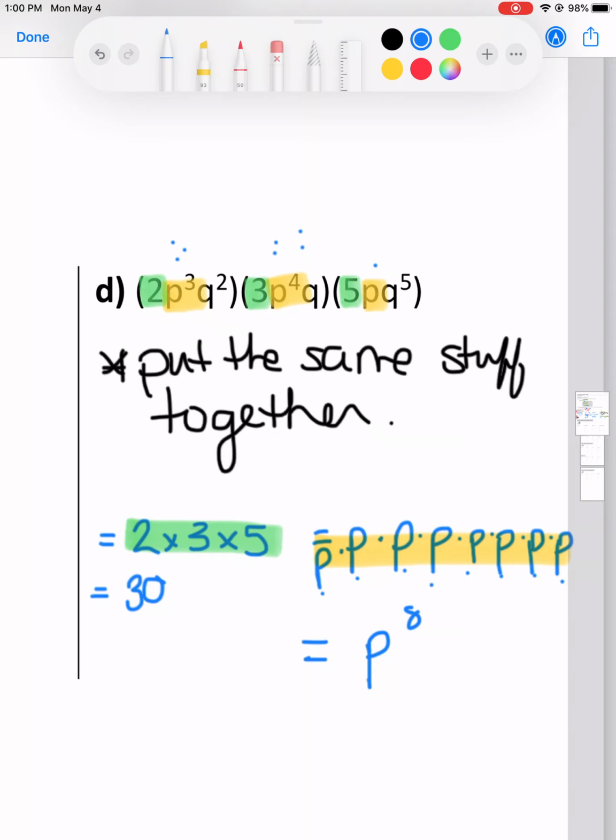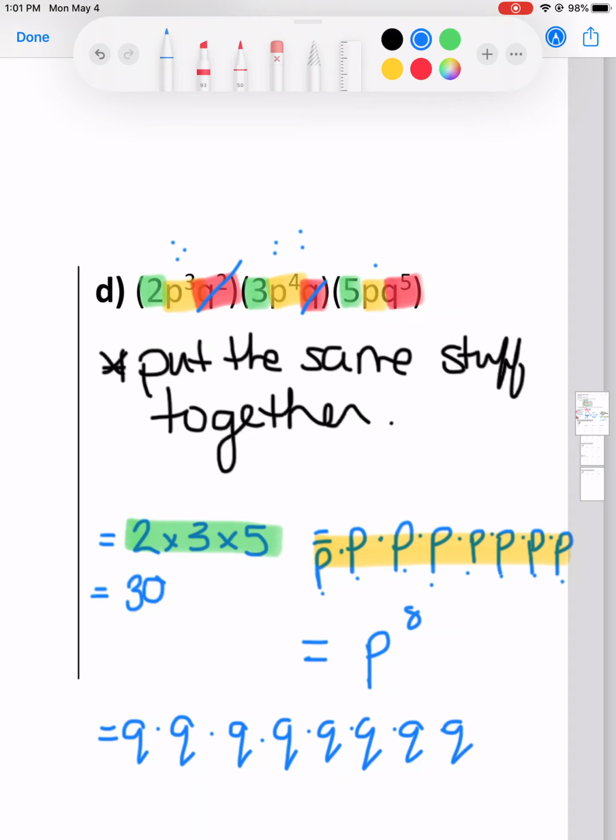One more. Q. Hopefully by now you guys have picked up a little pattern. If you haven't, that's okay. So we have Q times Q. So those are those two. Times Q. That's that one. Times 5 Q's. 1, 2, 3, 4, 5. How many do we got? 1, 2, 3, 4, 5, 6, 7, 8. Another 8. Q to the power of 8.